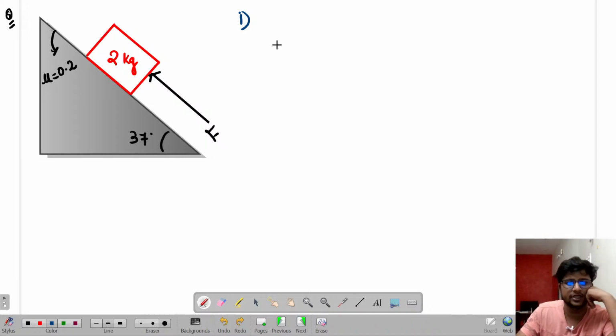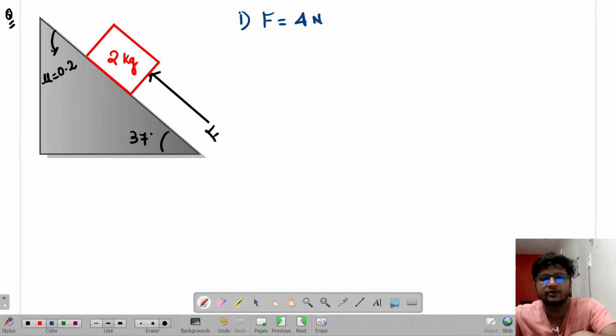Hello, can you hear me? Is this clear or not? Yes. Okay, so let's take an example. Let's suppose this force value is exactly 4 Newton, then you have to tell me what its acceleration will be and what friction will be present.